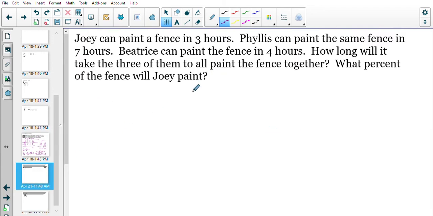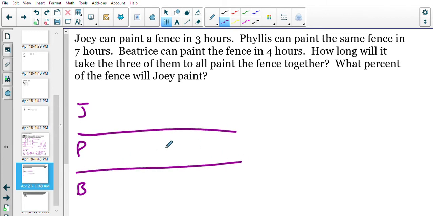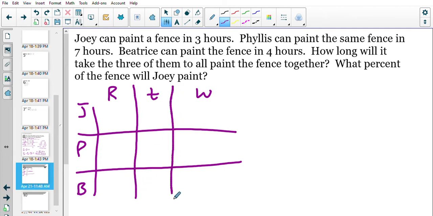Okay, let's look at our next example. This is a pretty similar one. It's about painting a fence. This time we have Joey, Phyllis, and Beatrice working together. Okay, so we're just going to set up another chart with Joey, Phyllis, and Beatrice all working together. And we're going to keep track of their rate of work, how long they work, and the amount of work that they accomplished by working for that long at that rate.